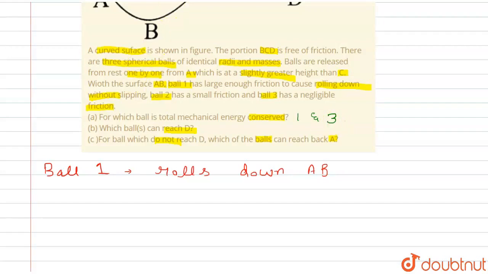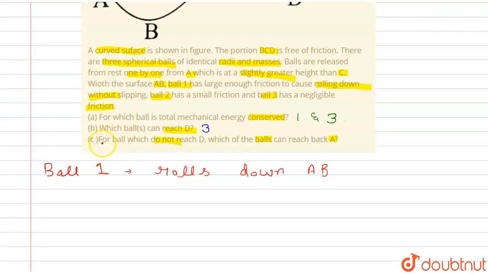Now come to part B, which balls can reach D. Only ball 3 alone can cross over C and reach D, as it has negligible friction. Ball 1 acquires some rotational energy, and ball 2 loses some energy overcoming friction. They cannot reach D, only ball 3 reaches D.